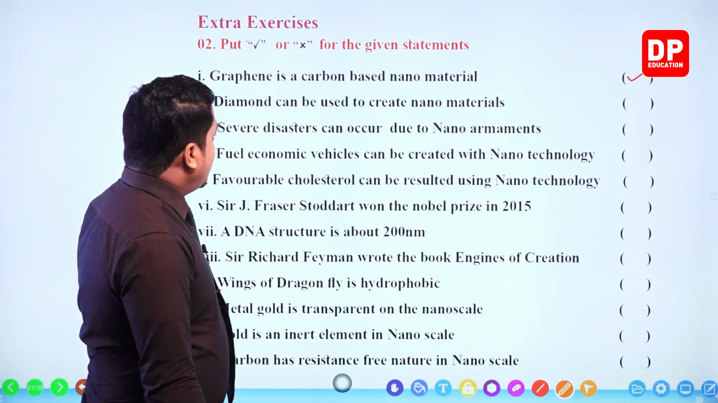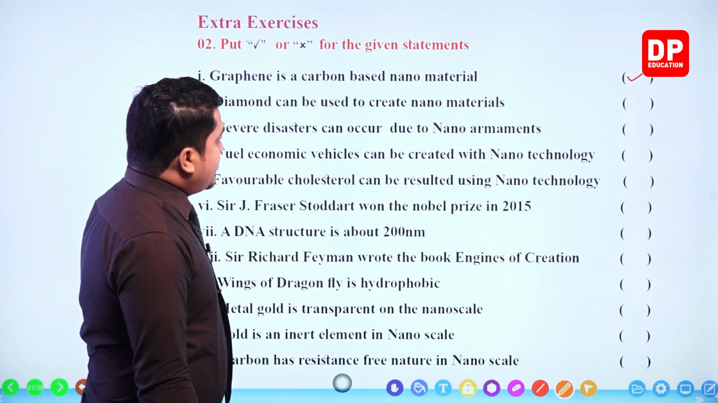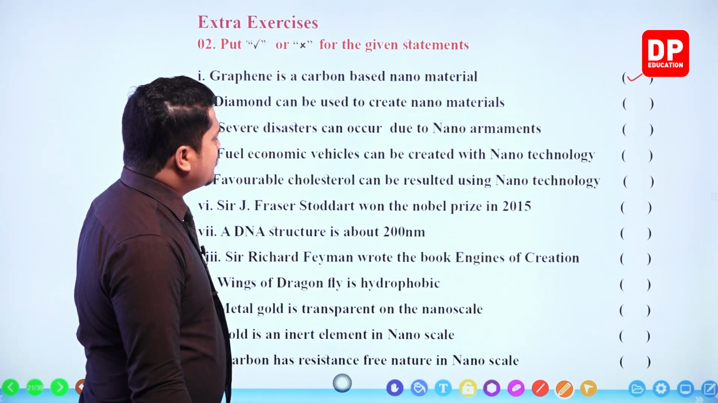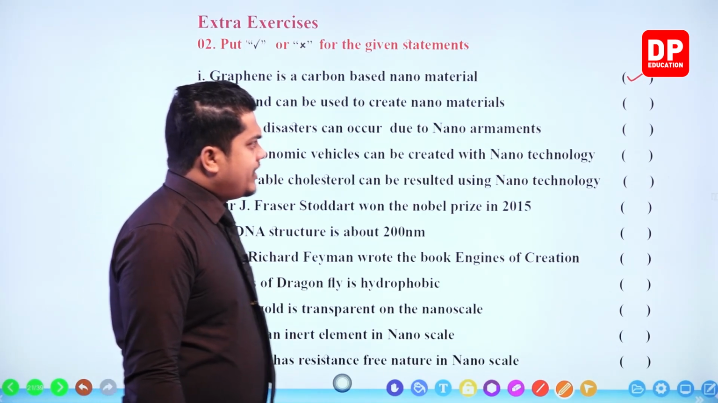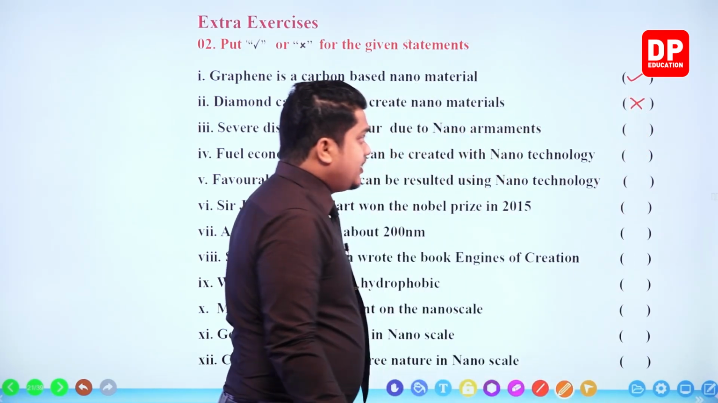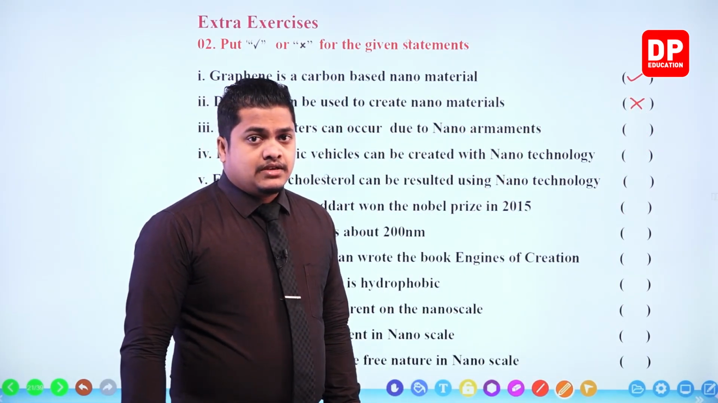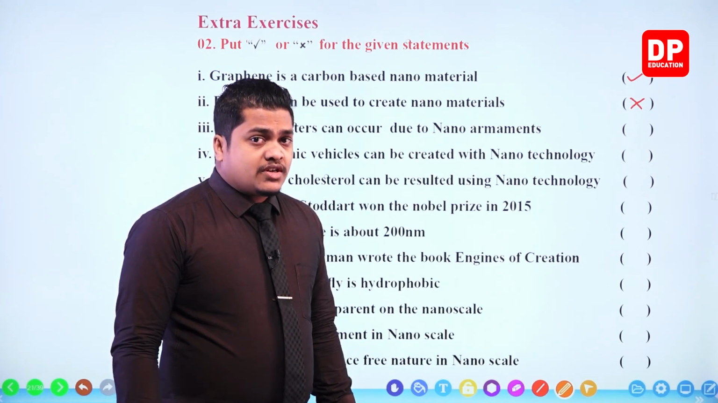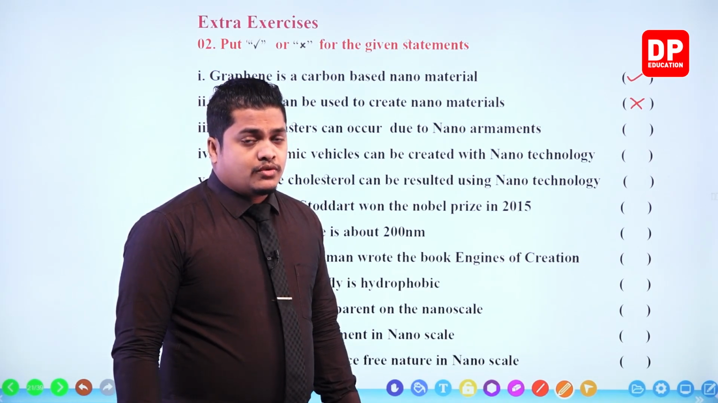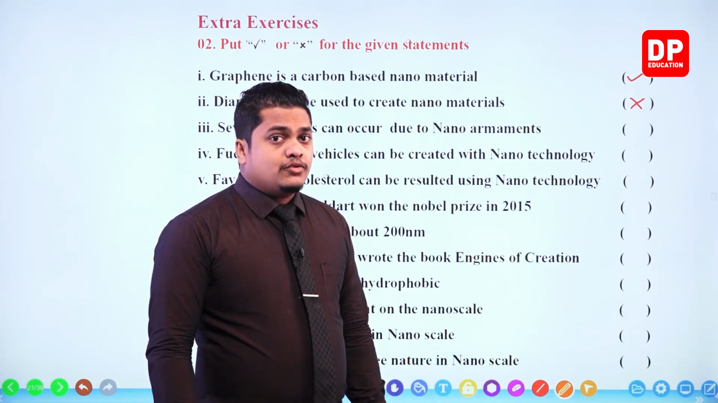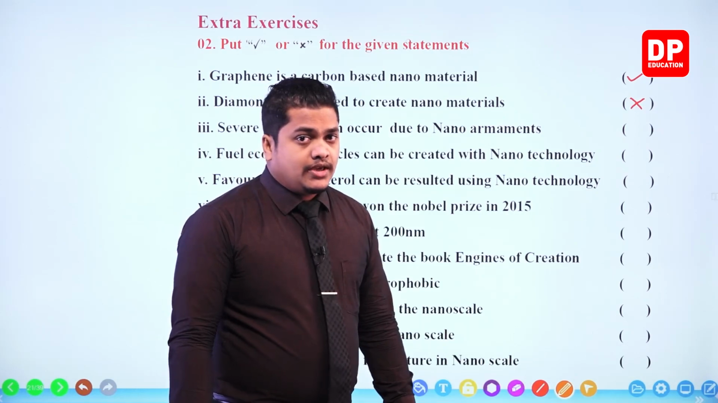Next one. Diamond can be used to create nanomaterials. No, my dear children, we won't be able to utilize diamond in making nanomaterials. It's very hard and very complex. Even the bond structure is going to be very strong. So we won't be able to utilize diamond in making nanomaterials. Usually we use graphite. Okay.